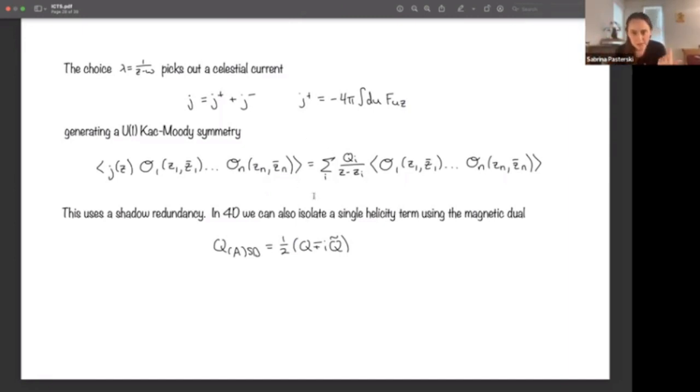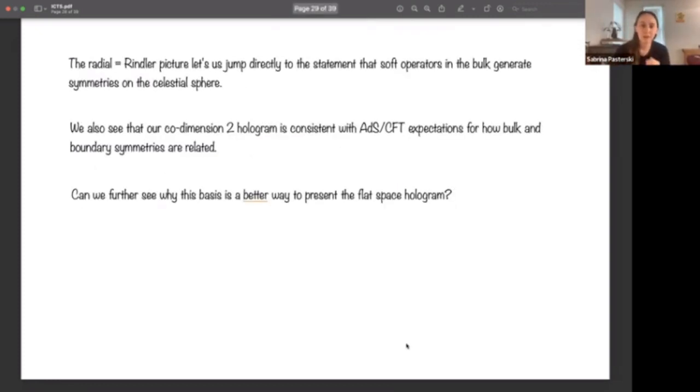And the second way one can pick out a single helicity is to basically look at the dual transformation. So those don't have a nice gauge field interpretation, but the canonical charges again were a function of the fluxes. And so I can write down the dual charge, and in doing so, pick out the single helicity modes for 4D.